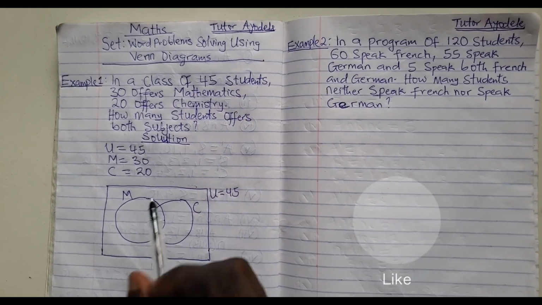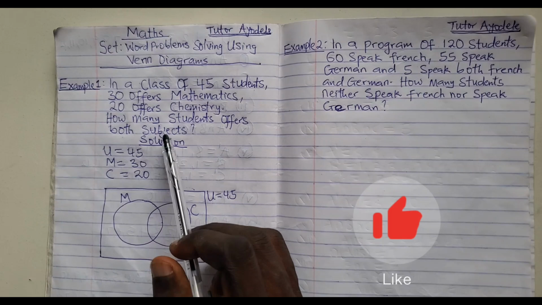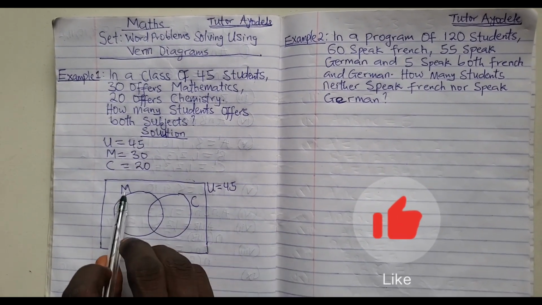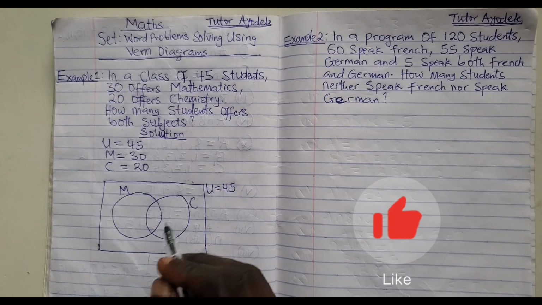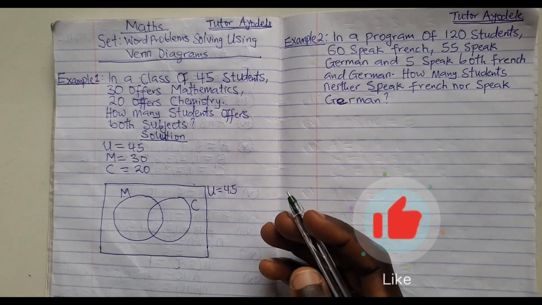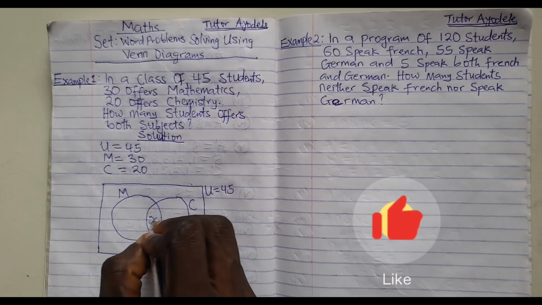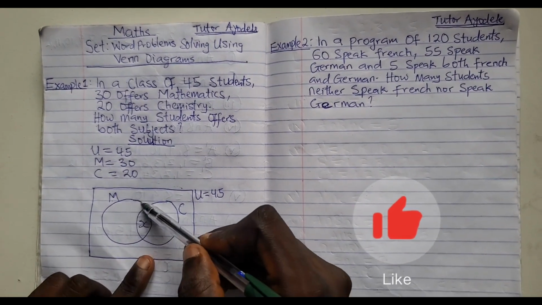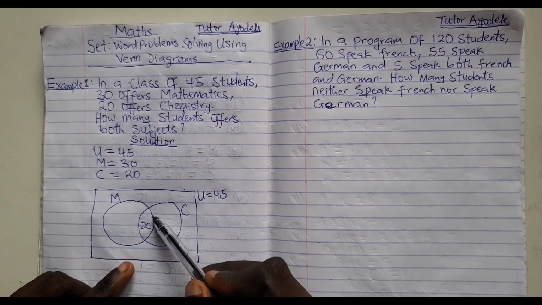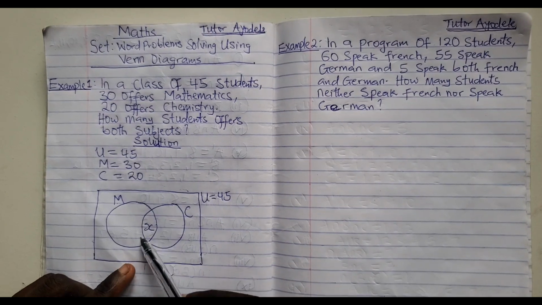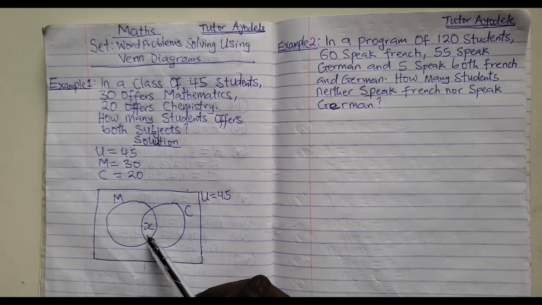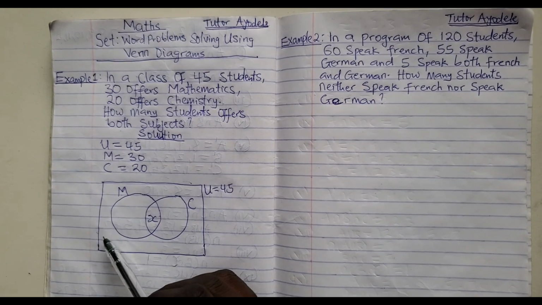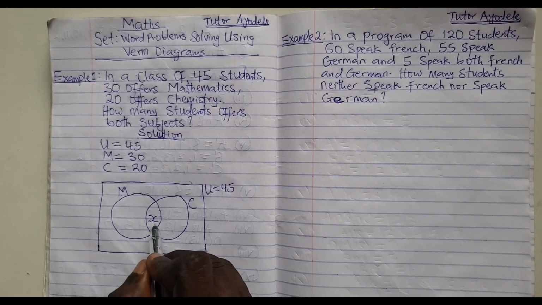Then for mathematics, what the question actually asks us to find is the number of students that offer both subjects. The number of students that offer both subjects was not given, so we have to write it here, represented as x. If you look at this x, you see that it's part of math, and if you trace it, it's also part of chemistry. It simply represents the number of students that took the two subjects.